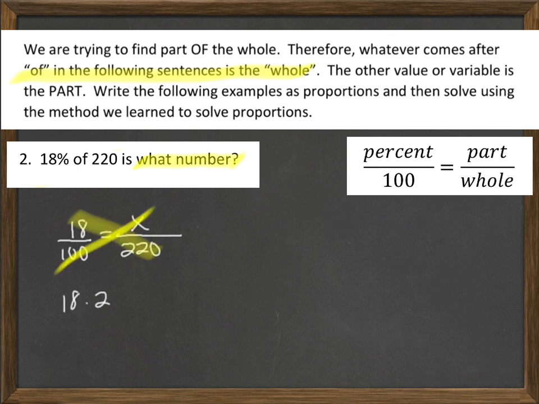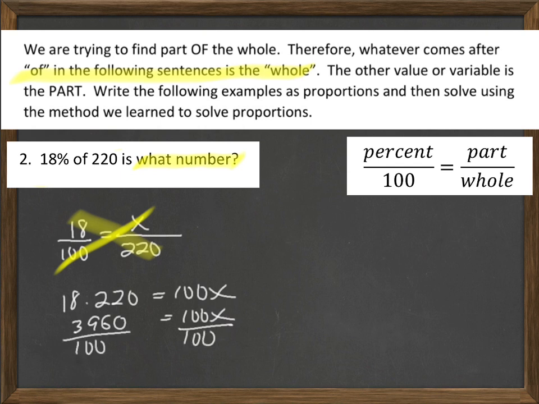So we have 18 times 220 is equal to 100 times x. That gives us 3,960 is equal to 100x. Then we can just divide both sides by 100, and we get x is equal to 39.6, and that's it.